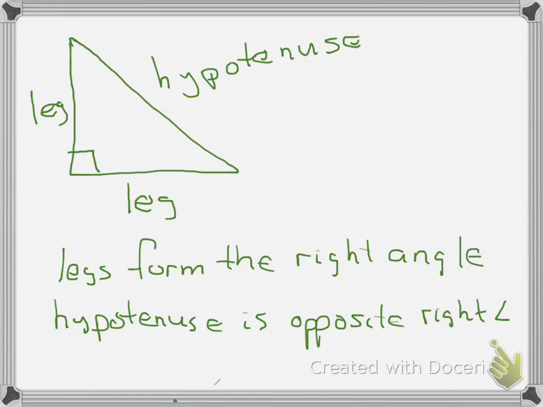The side that is opposite the right angle is called the hypotenuse. These are terms we've seen before, although I don't know that we've emphasized the term leg before.